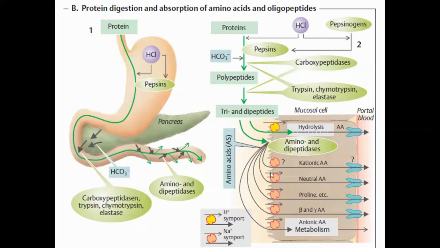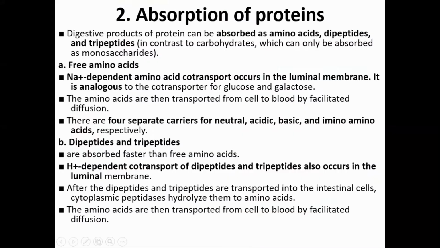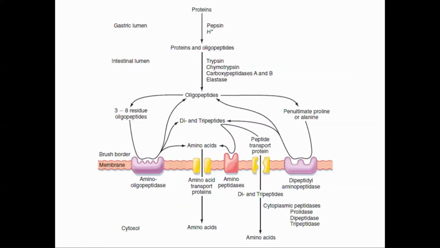And once there is digestion, it will convert the dipeptides and tripeptides into amino acids, and amino acids are transported by secondary active transport. Sodium amino acid transport, hydrogen amino acid transport. So you can look at this figure, right?